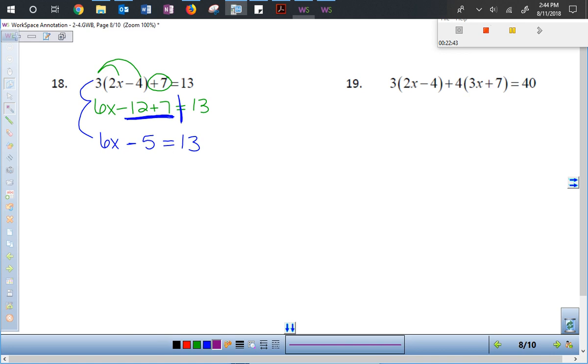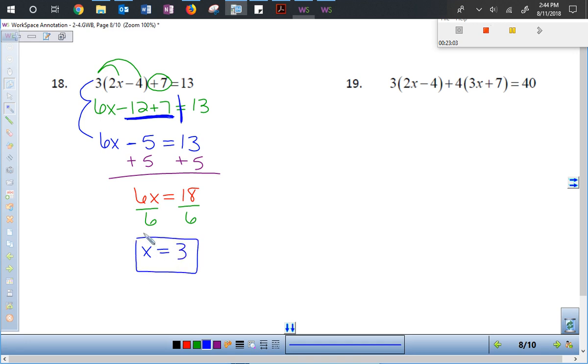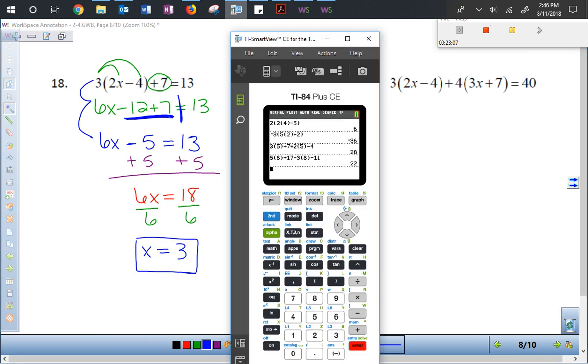Now that I've simplified, I can solve by adding 5 to each side. I get 6x equals 18. Divide each side by 6. I get x equals 3. Now to check in your calculator, we substitute it back into the original equation. So 3 times the quantity of 2 times 3 minus 4, close your parentheses, plus 7. Calculator says I should get 13, and that's what I got.